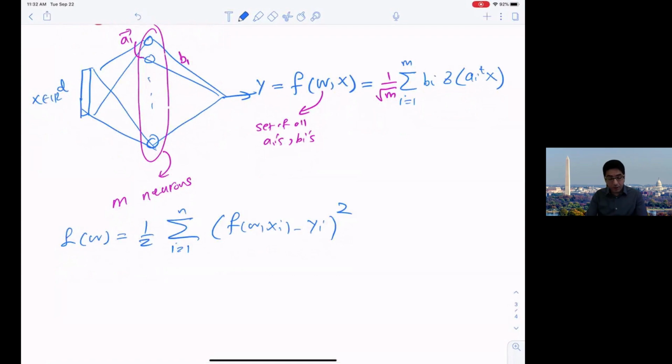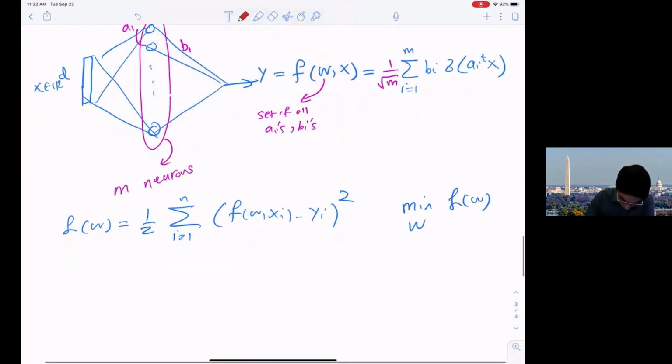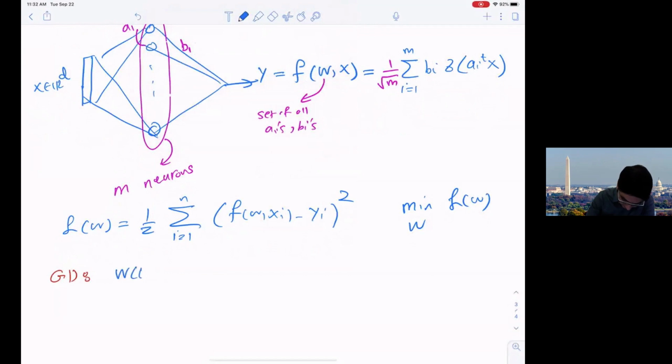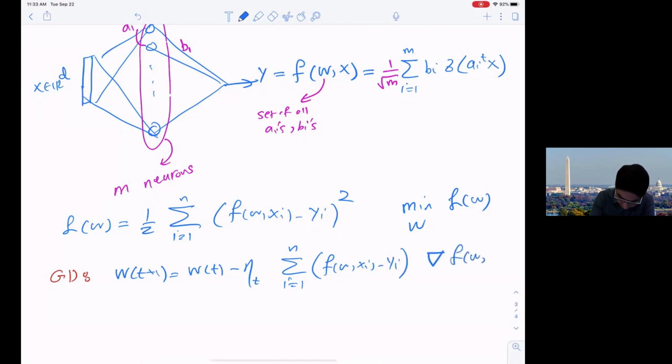Now I can write the updates of gradient descent. Again, this is a non-convex optimization problem if I want to minimize the loss function with respect to W. But we know gradient descent is pretty good, so I'm going to write the gradient descent update for this optimization problem. I have W_{t+1} equal to W_t minus my learning rate, which can depend on theta, times the derivative of my loss function that we saw. It is equal to this term, times the derivative of f(W, x_i), evaluated at W_t, with respect to W.